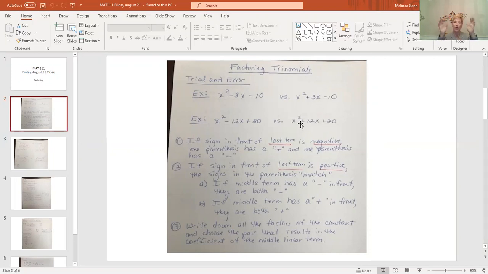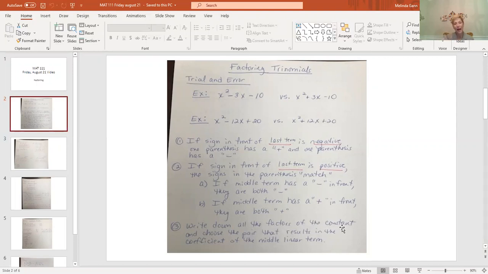So once you write your parentheses down with the pluses or minuses in there, then how do you know what numbers to put in? Well, the way I do it is I write down all the factors of the constant. So I can look at them because I'm a visual learner, remember.